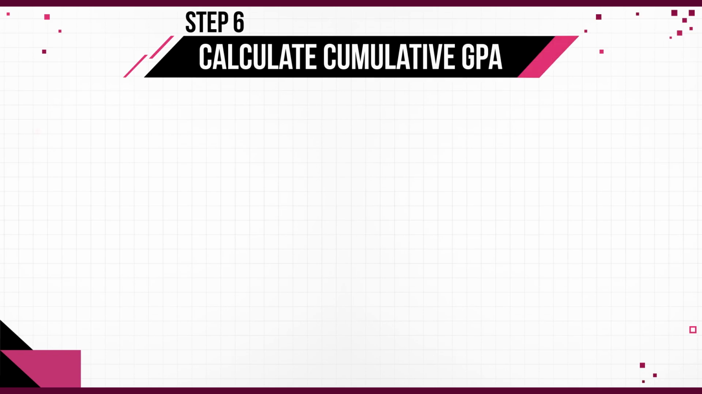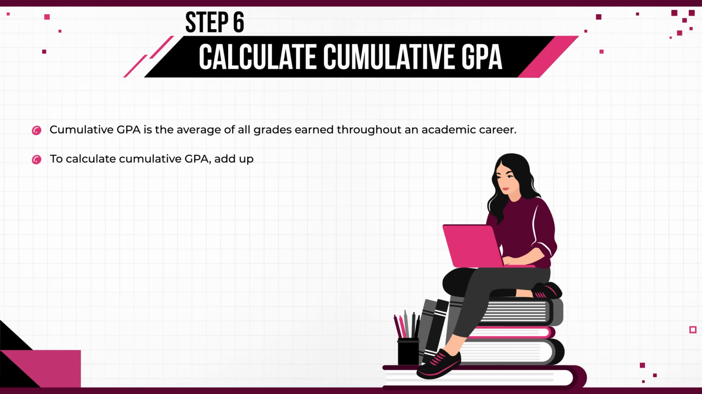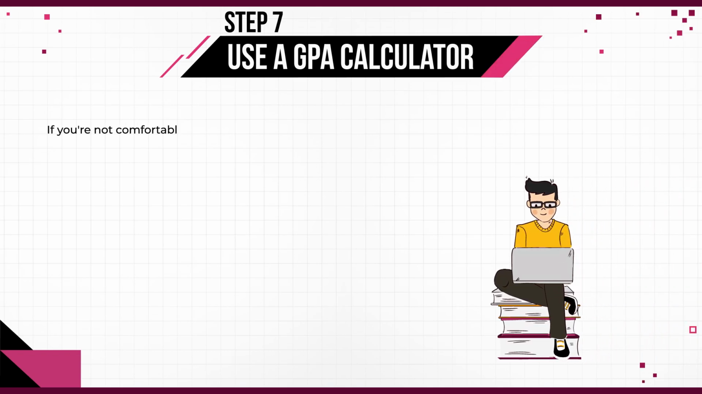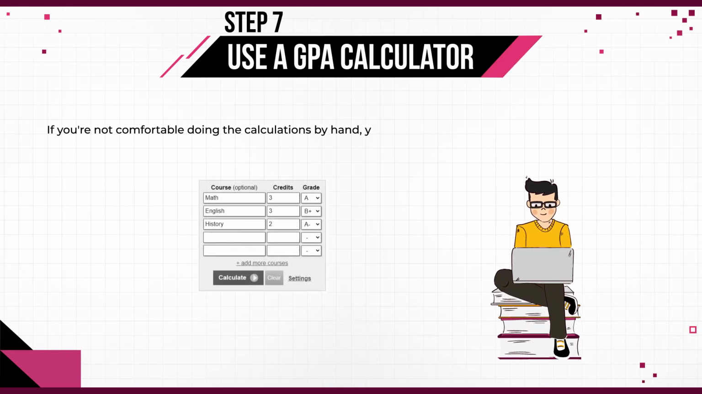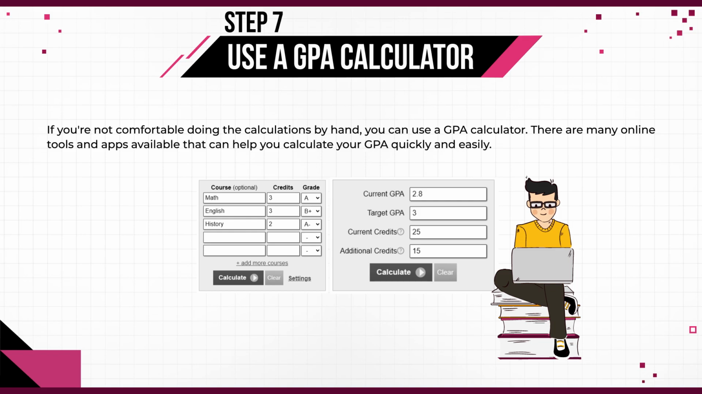Your cumulative GPA is the average of all the grades you have received throughout your entire academic career. To calculate your cumulative GPA, add up all the grade points you have earned and divide by the total number of credits you have taken. If you're not comfortable doing the calculations by hand, you can use a GPA calculator. There are many online tools and apps available that can help you calculate your GPA quickly and easily.